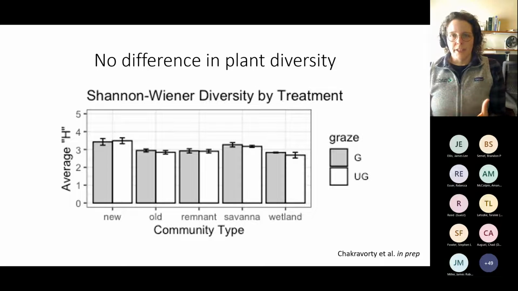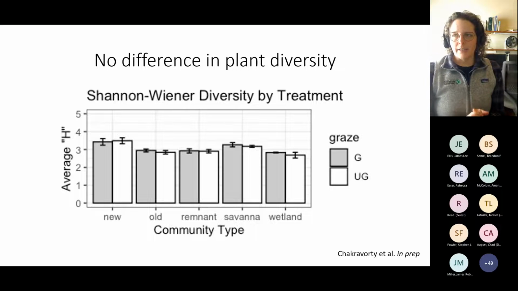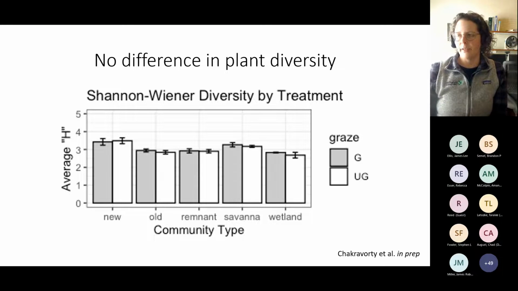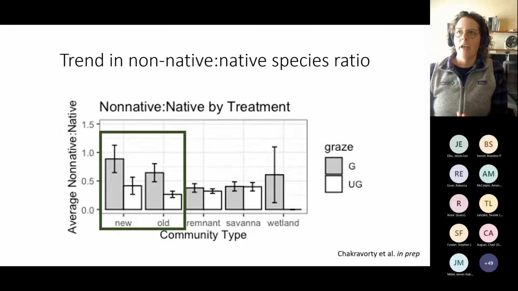So looking at Shannon diversity, this metric of plant diversity, we found no differences between grazed and ungrazed plots across these exclosures. You'll see that we're representing each of these habitat types a little bit differently, in part because those plant communities are pretty different across habitats, but no impact on overall plant diversity with grazing.